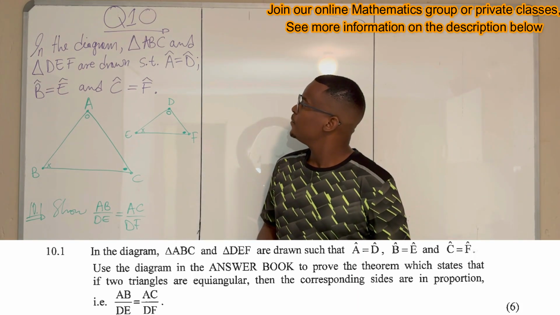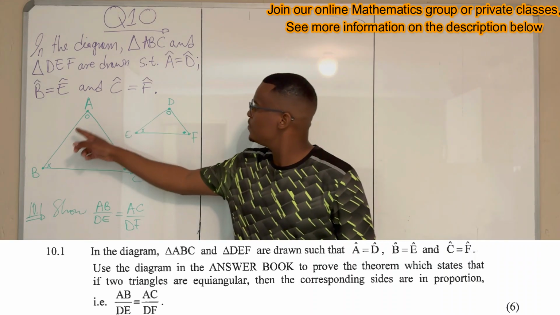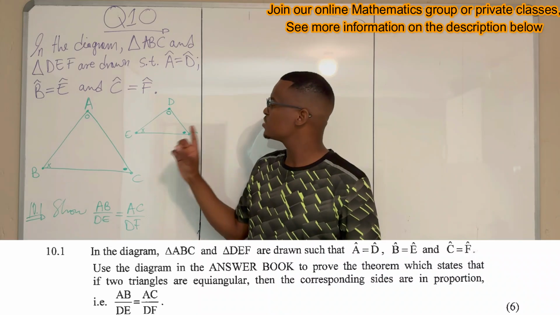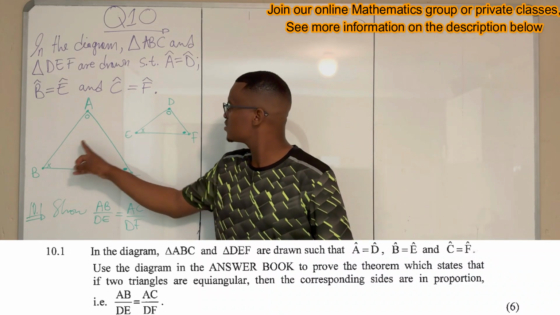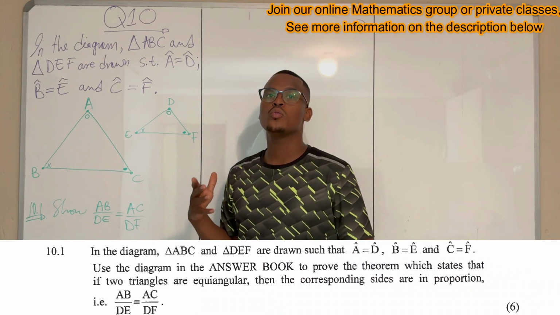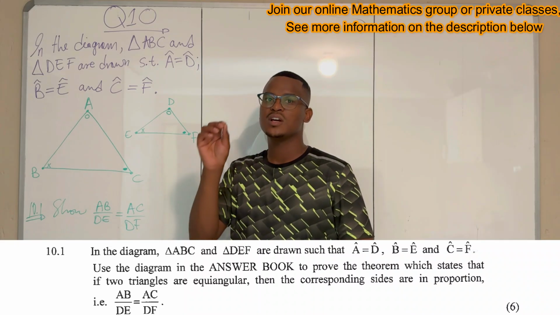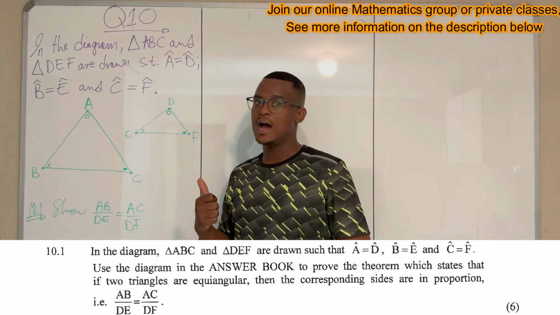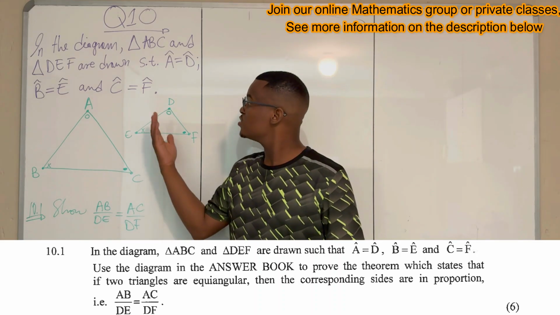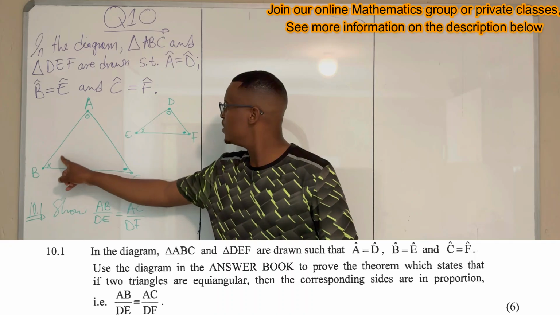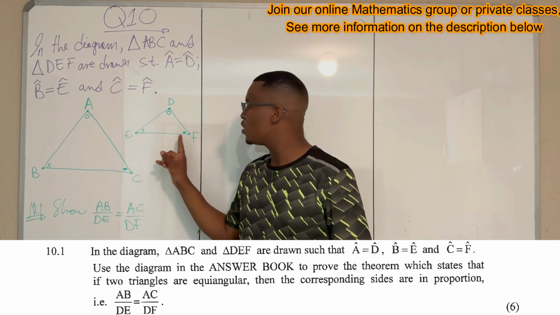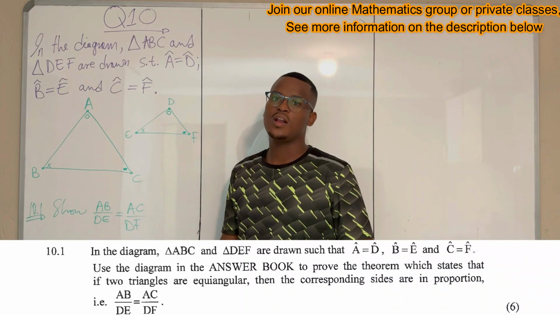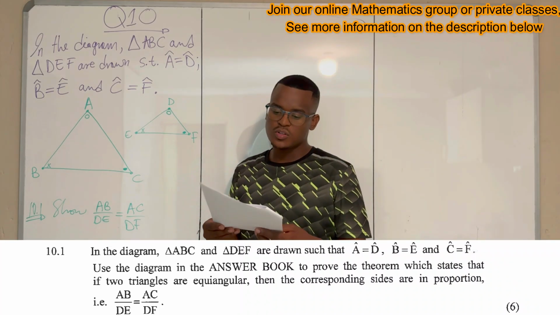So here's what we have here. We have triangle ABC, right? And triangle DEF. They have told us that these two triangles are drawn such that this angle is equal to this one, this angle is equal to this one, and this angle is equal to this one. So these two triangles are equiangular because all the corresponding angles of these two triangles are equal, right? Because you are given that A is equal to D, B is equal to E, and C is equal to F. So these two triangles are equiangular, which means the corresponding angles are equal in measure, right?